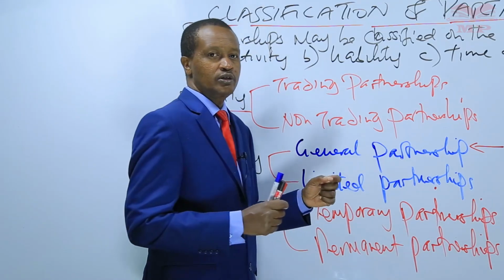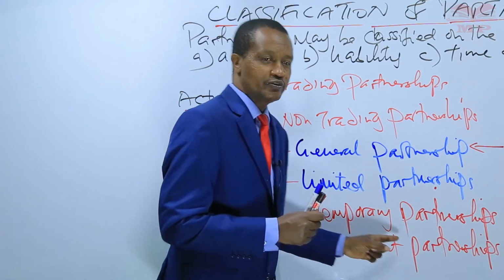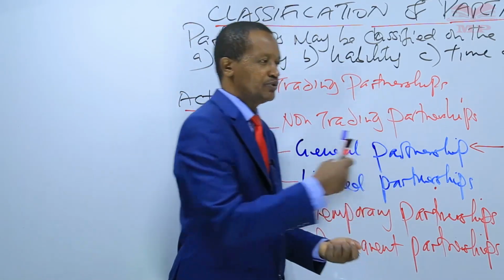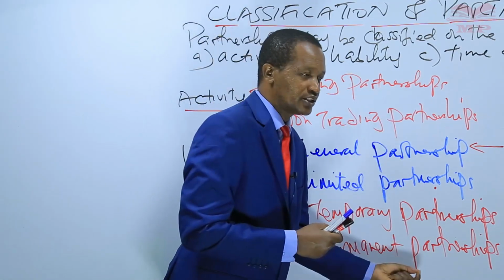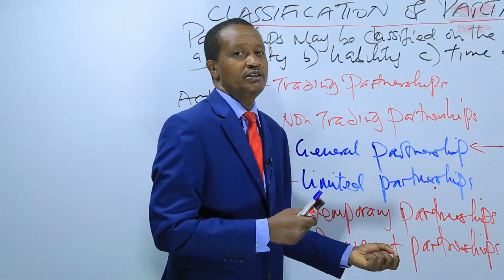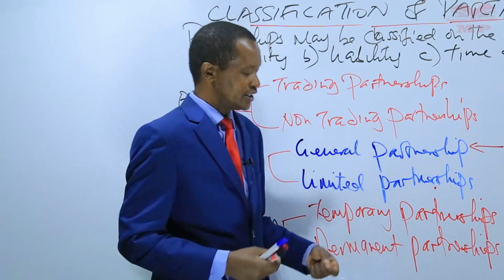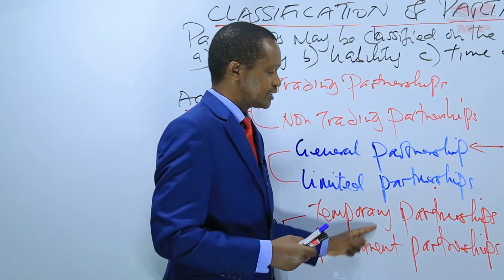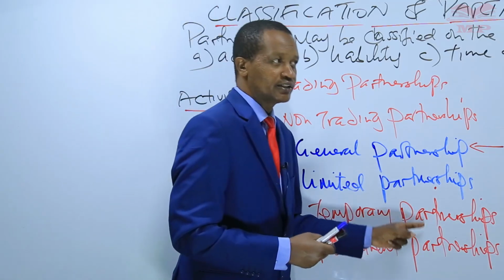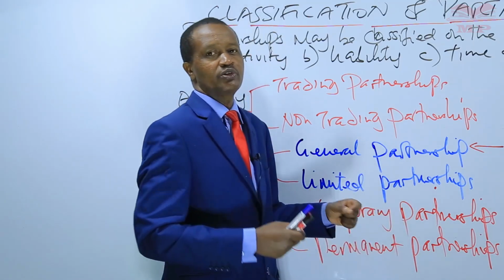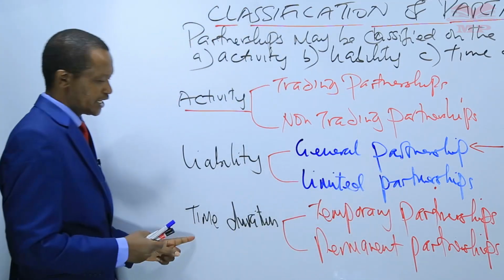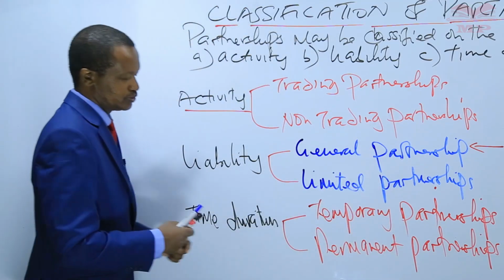Temporary partnerships, we've said, are also partnerships that are formed for a specific period of time. You can say we are going to form a partnership that is going to last for, say, 5 years. So upon the lapse of 5 years, that partnership will be dissolved. The life of the partnership will come to an end because it was formed for a specific period of time.